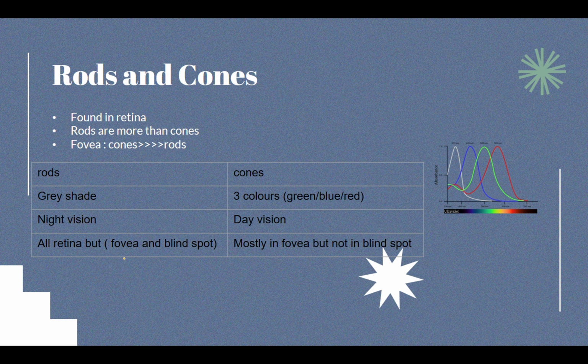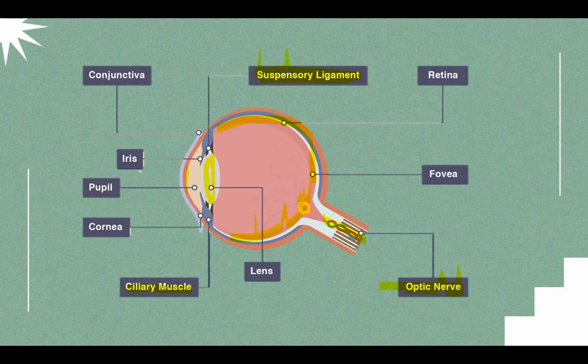Now talking about the retina. As we said, there are receptors in your retina. We have rods and cones. Now they're all found in the retina. Rods are more than the cones. Now there are no assumptions about that. There are more rods than the cones, but there is the fovea. The fovea is the area that we talked about earlier in one of the slides. I guess it's there. Sorry, here.